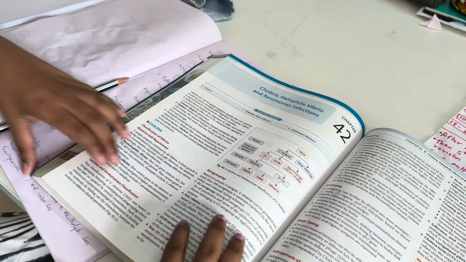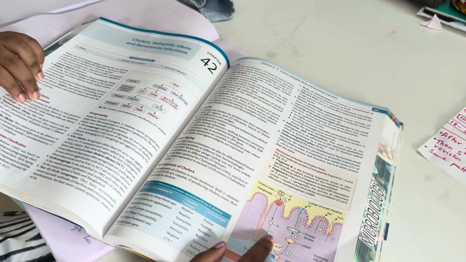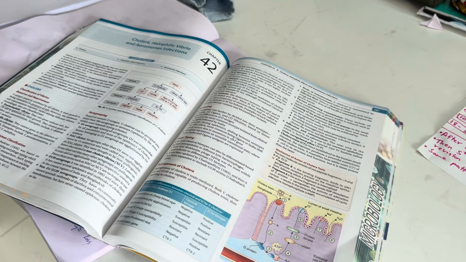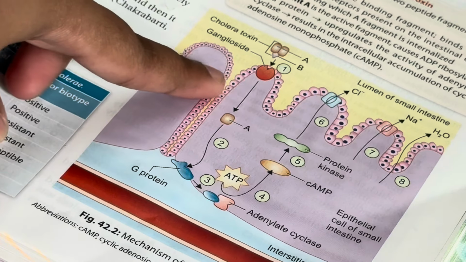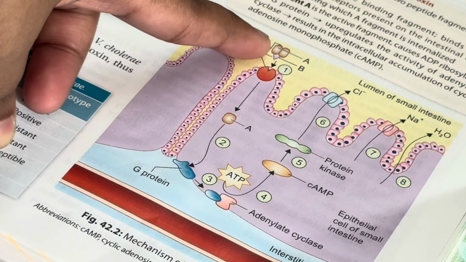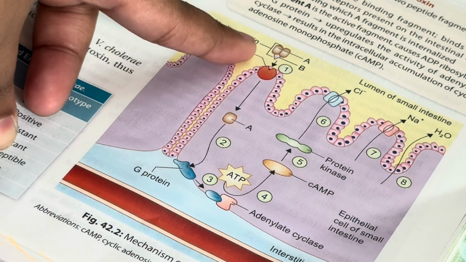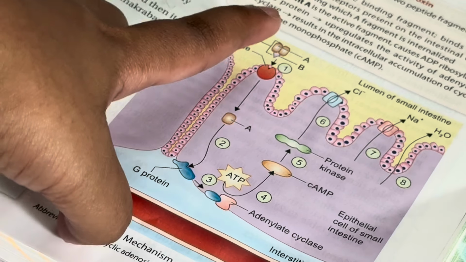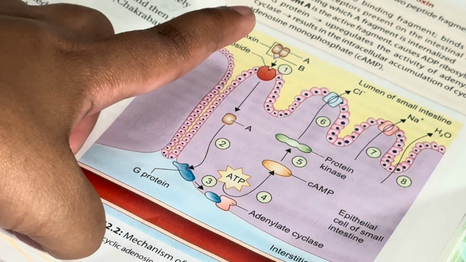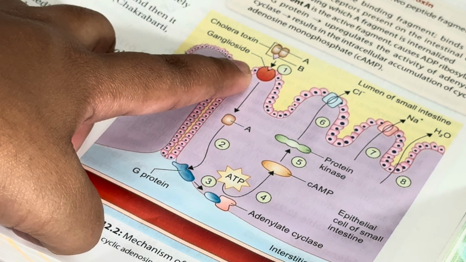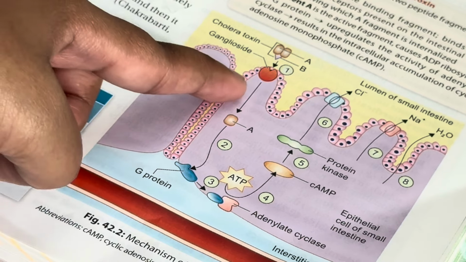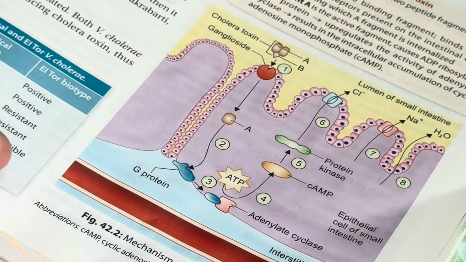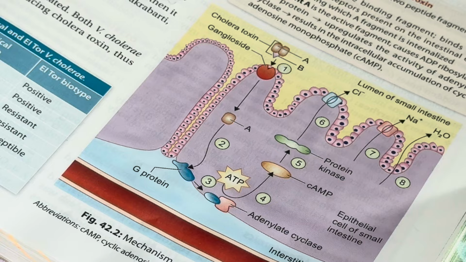Here in the diagram, it is clearly given. I don't know if you can see the diagram. Yeah. So in the diagram, they're showing that there are two parts to the toxin, A part and B part. So fragment A, fragment B. Fragment B will bind to the receptor over here. It will form a complex and that will allow fragment A to enter. Fragment A is the toxic part.